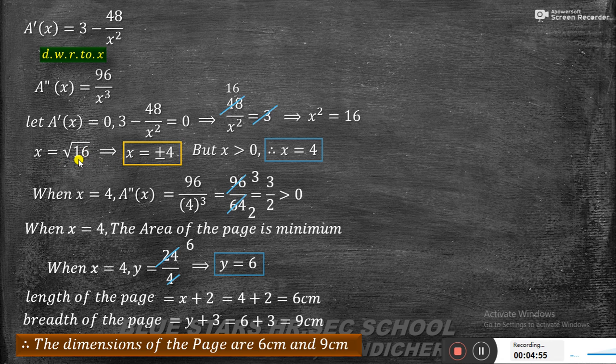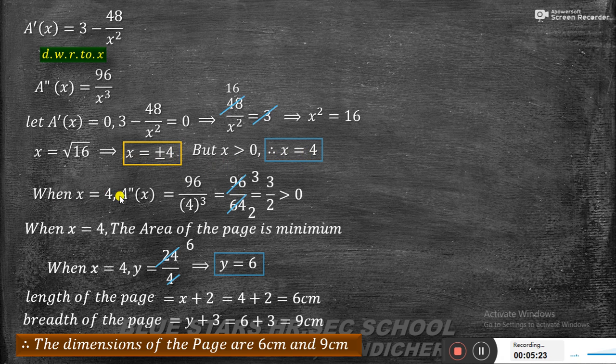Therefore x equal to square root of 16 is plus or minus 4. But x is greater than 0, so we consider only positive values. x equal to plus 4 is greater than 0, and x equal to minus 4 is less than 0, so we do not consider that. We take only the positive value, so x equal to 4.